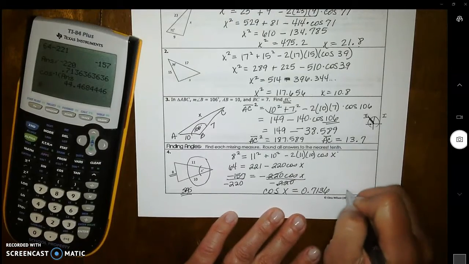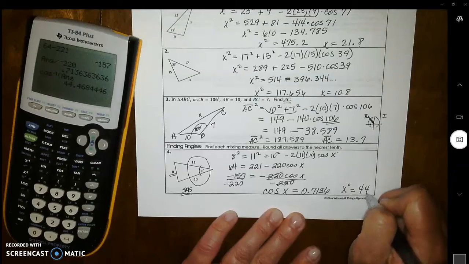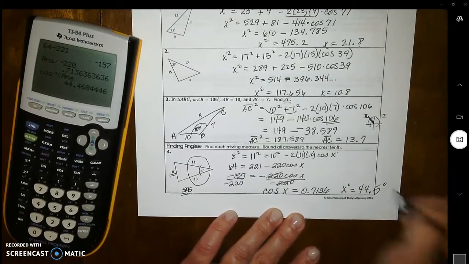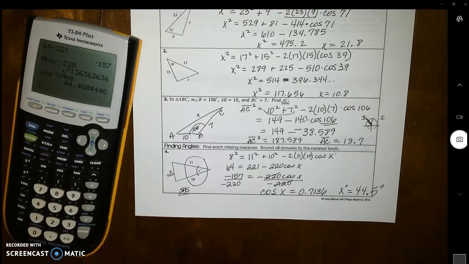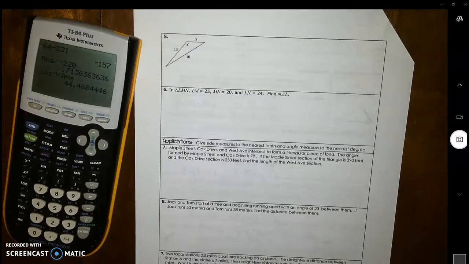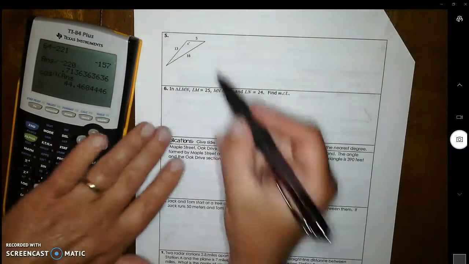So I'm going to inverse that answer to find the angle. And it looks like angle X is 44.5 degrees if I round to the nearest tenth. Okay? All right, let's go see what's on the other side. So number 5, I'm just going to get it set up for you. Number 6, I'm going to go ahead and get set up for you. I want you to pause your screen and go ahead and try these problems on your own.